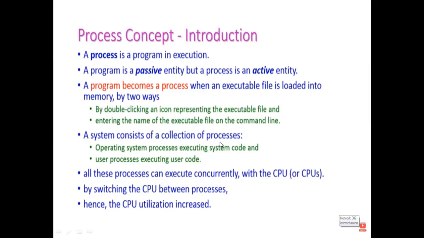A system consists of a collection of processes. The operating system processes execute system code and the user processes execute user code. All these processes can execute concurrently with the processor. We can also switch the processor, that is the CPU, between the processes by means of a technique called the context switch technique. In that manner, we can increase the CPU utilization, thereby reducing the response time also.